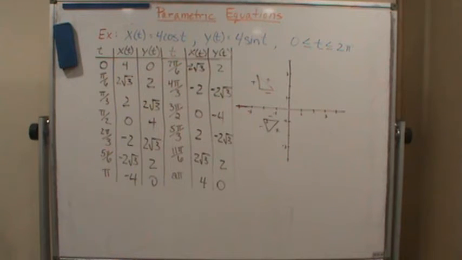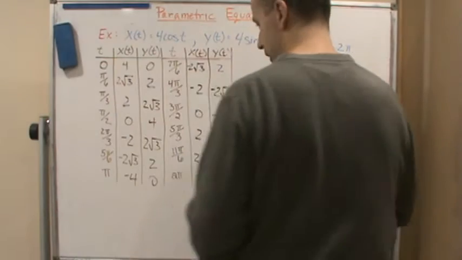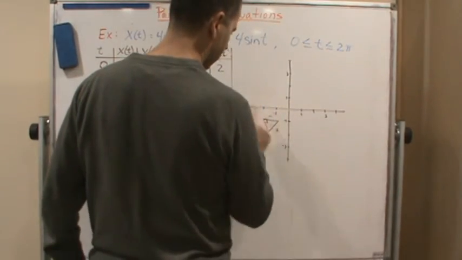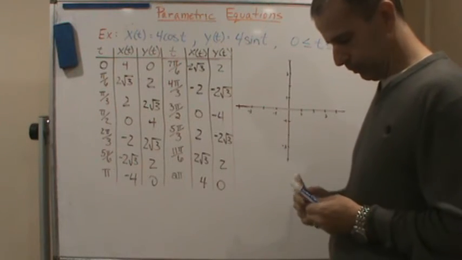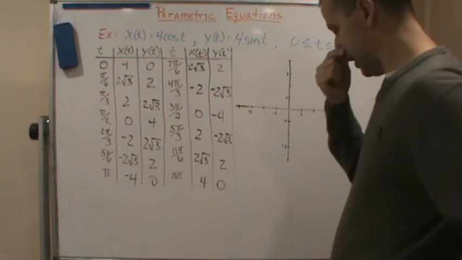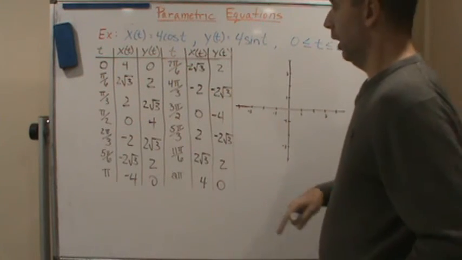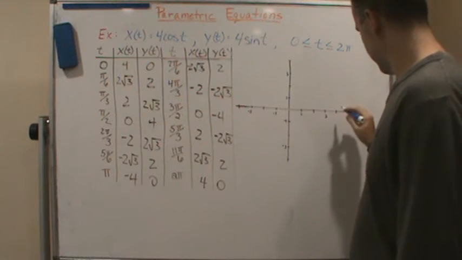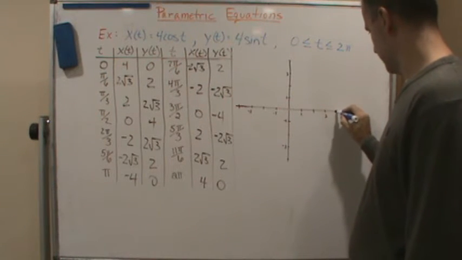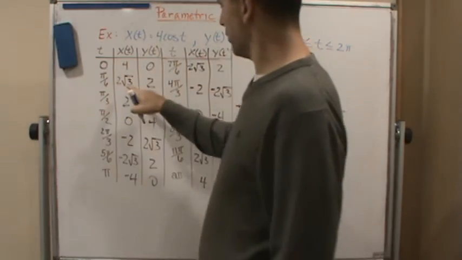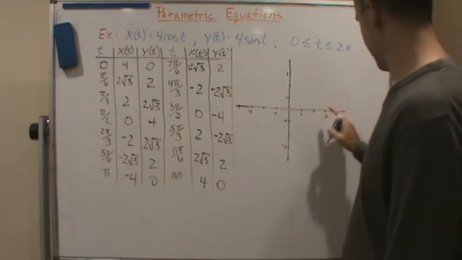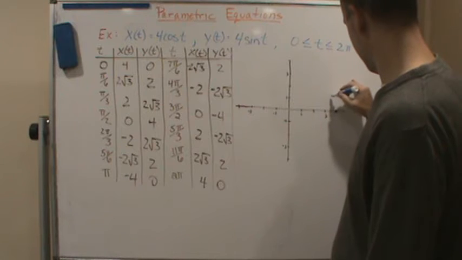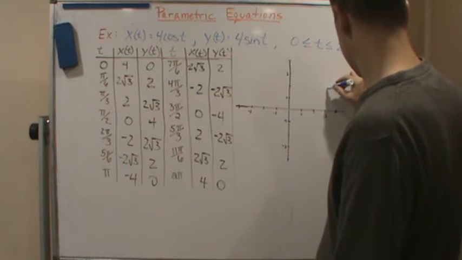Okay, so now if we graph this, what do we get? Well, let's do that. So let's get rid of this. Okay, so now let's graph our points on here. So we start at 4, 0. So that's going to be right here. Now this is about 3.5, 2. So approximately 3.5 and 2. It's about right there.